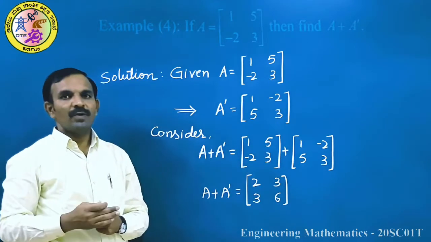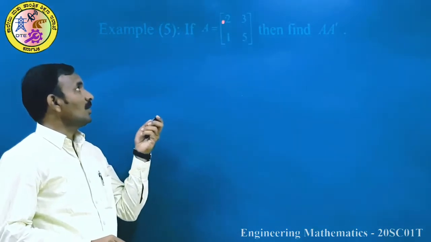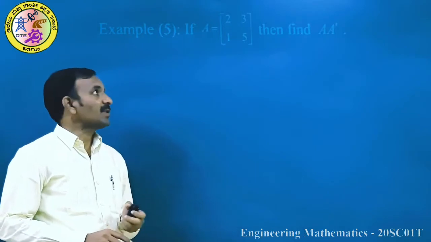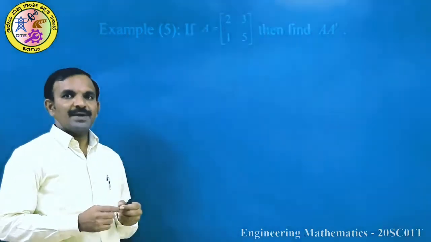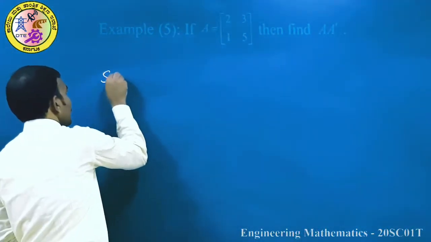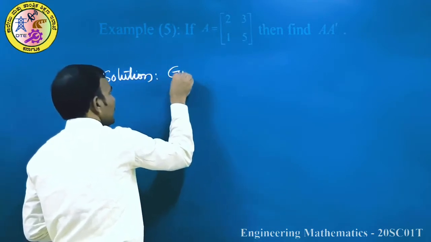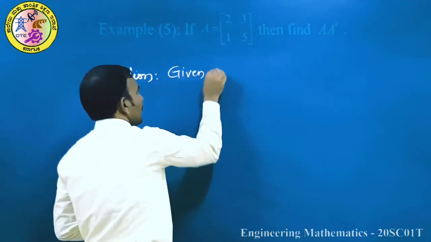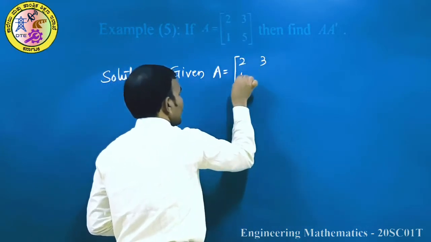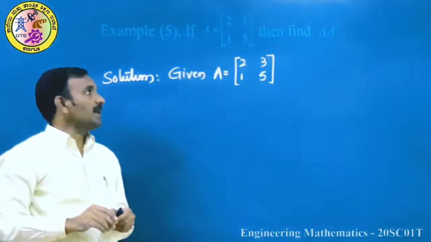Next, we are moving to example 5. Example 5 is, if A equals [2 3; 1 5], then find A into A dash. First you have to find out A dash, then A into A dash. Now, solution: given matrix A equals [2 3; 1 5].